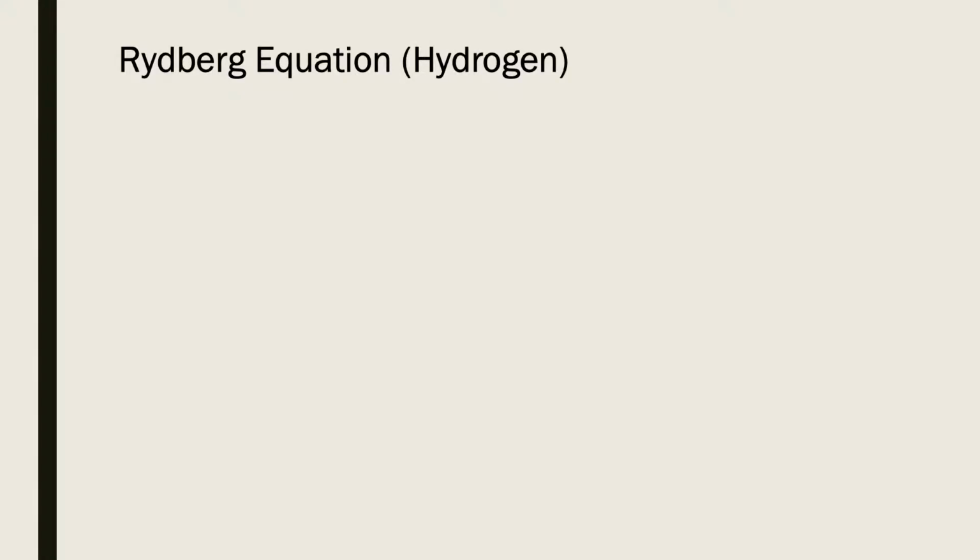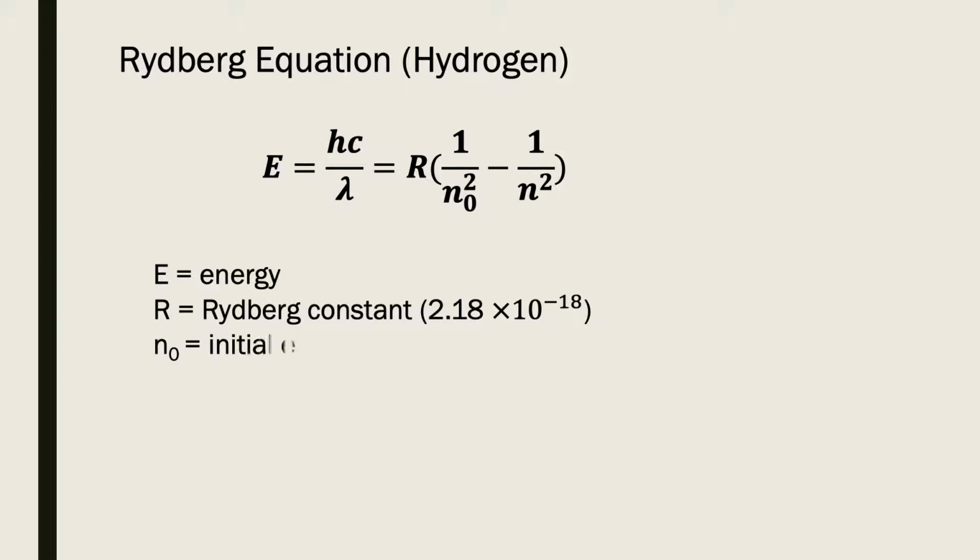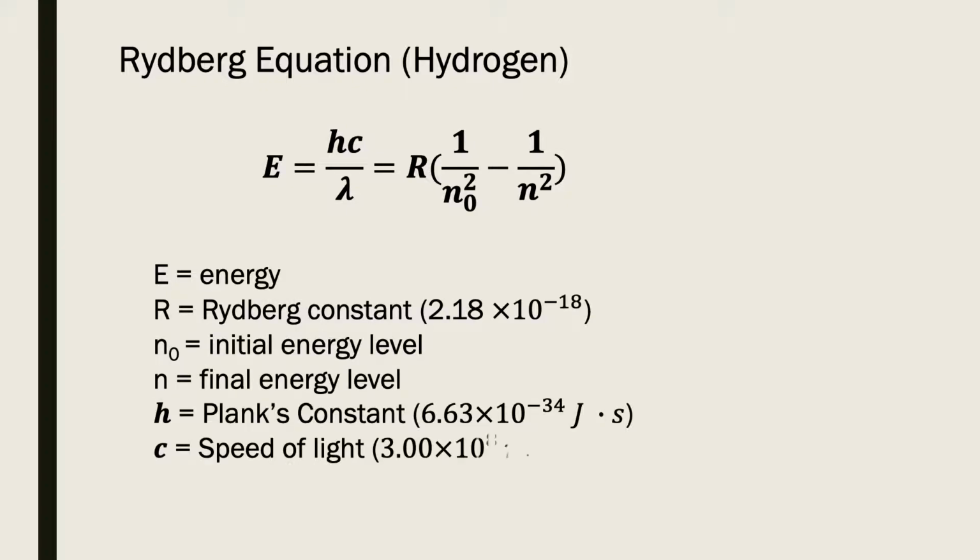We now need a mathematical description for this process. We will start with the Rydberg equation for hydrogen, which is given by energy is equal to Planck's constant times the speed of light divided by the wavelength, which is equal to the Rydberg constant times the quantity of 1 over the initial energy level squared minus 1 over the final energy level squared.